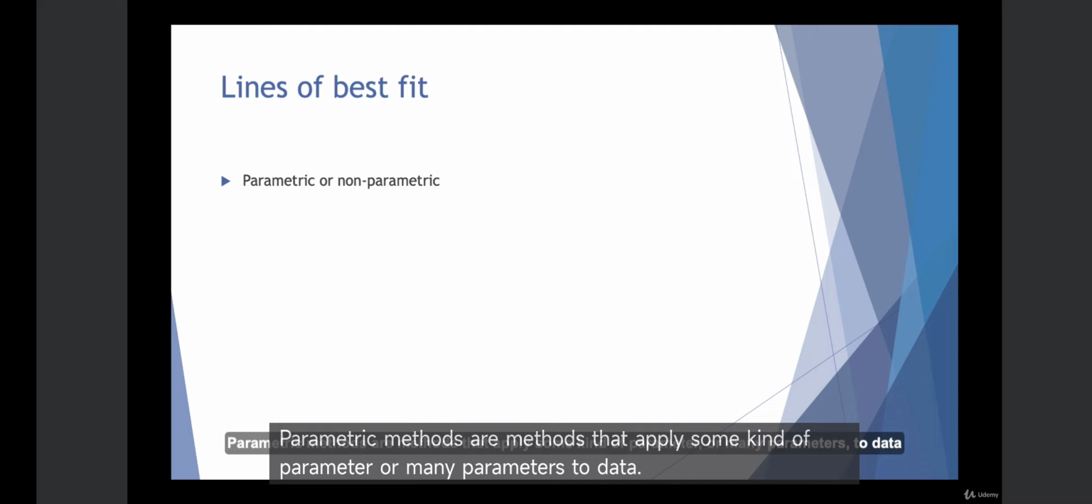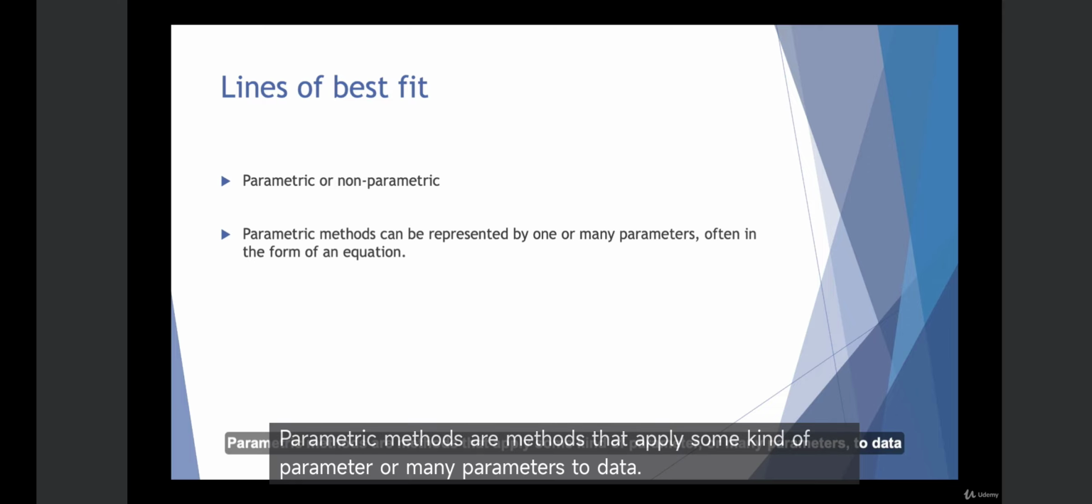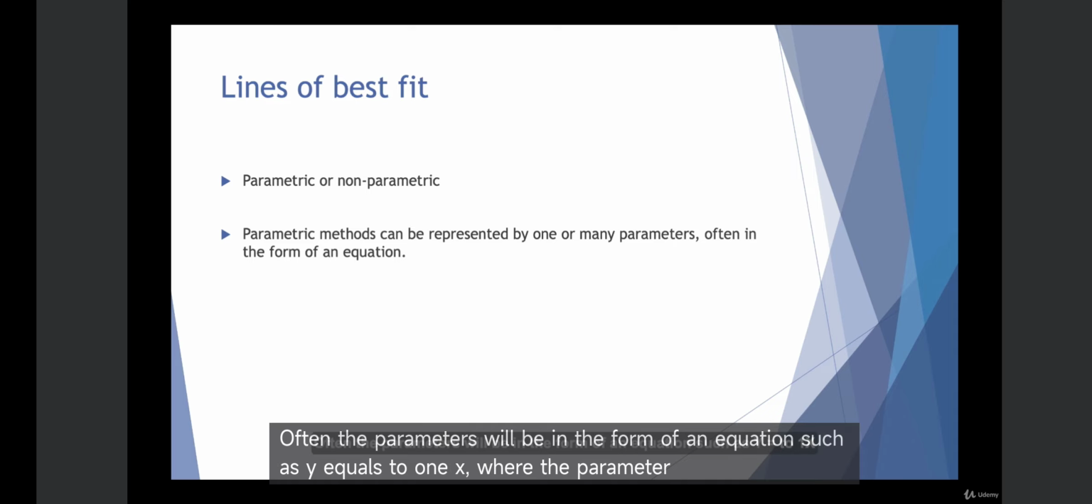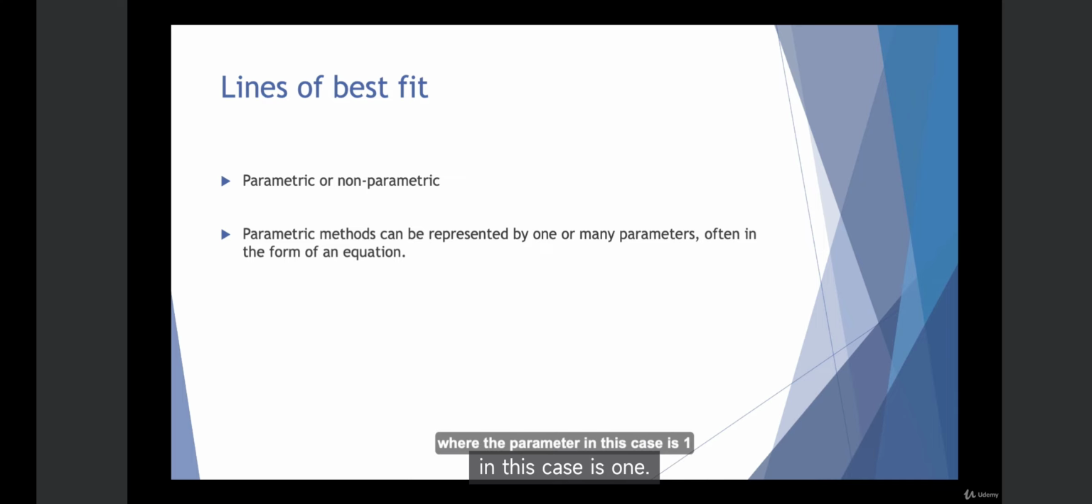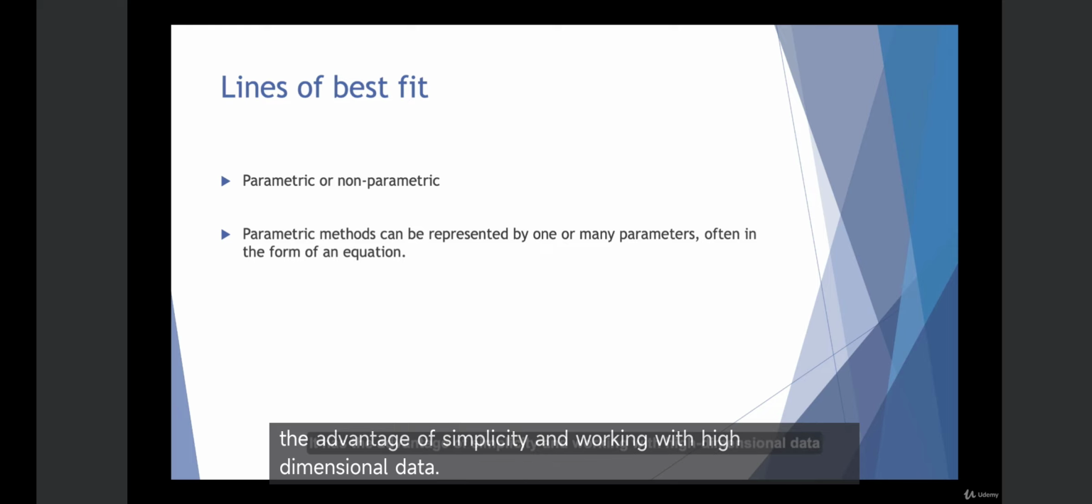Parametric methods are methods that apply some kind of parameter or many parameters to data. Often the parameters will be in the form of an equation such as y equals 1x, where the parameter in this case is 1. This method is used in regression analysis and in ordinary least squares, and has the advantage of simplicity and working with high dimensional data.